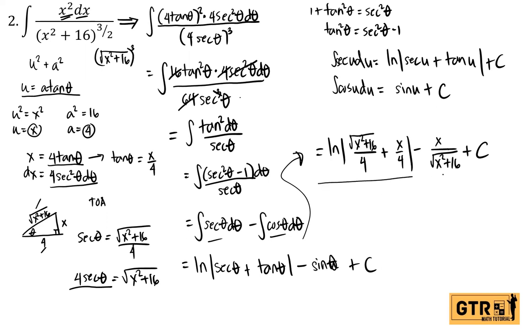So this is now the final answer for number 2. If you want to rationalize the denominator, we can multiply by the square root of x squared plus 16.